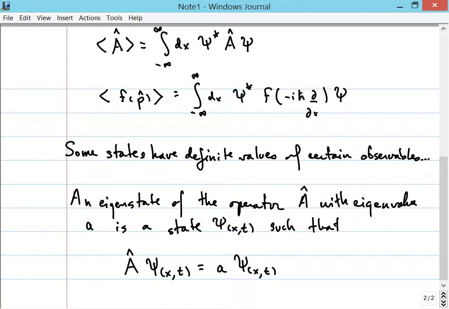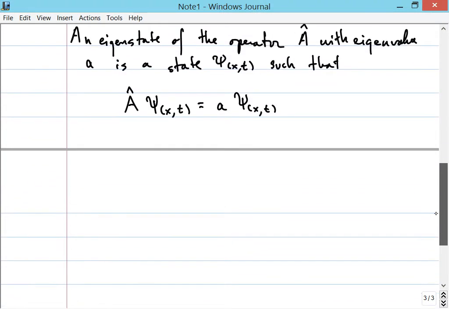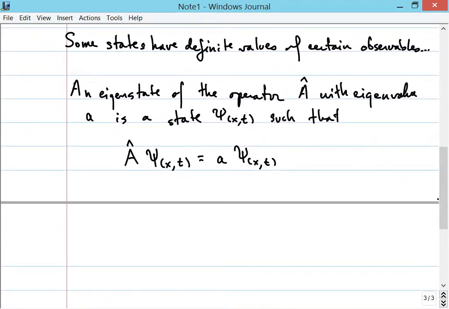I assume that you have all seen this concept in your linear algebra classes. Is that correct? Raise your hand if you've seen the notion of an eigenstate and an eigenvalue. Most people, but I see some hesitation. Okay. Raise your hand if you have not seen this. Okay. Much more definite hand raising there. Okay. So this then is just the definition of what I mean by an eigenstate and an eigenvalue.